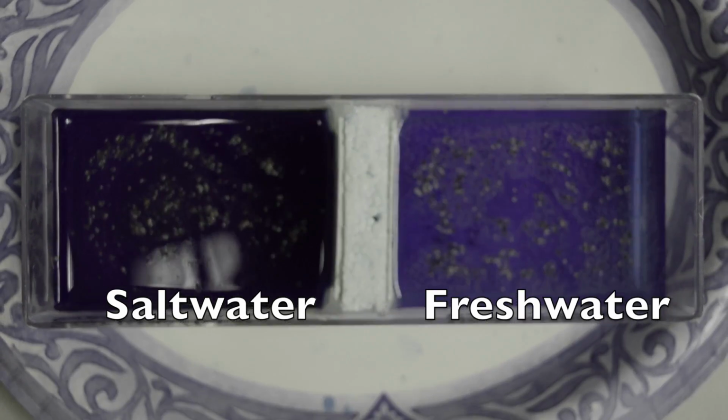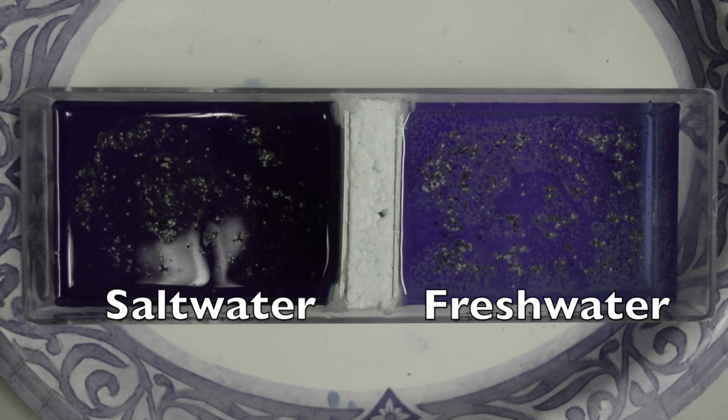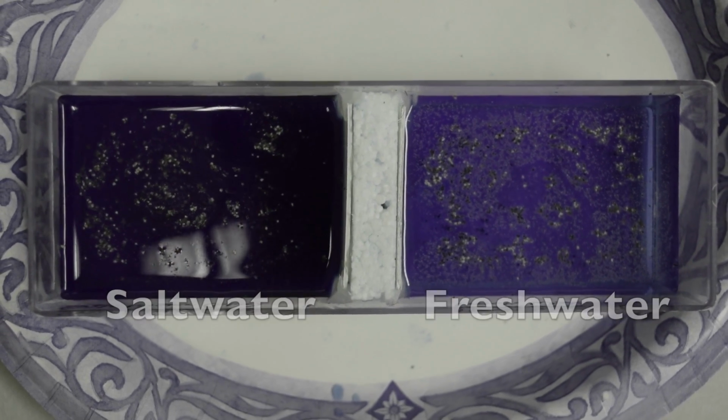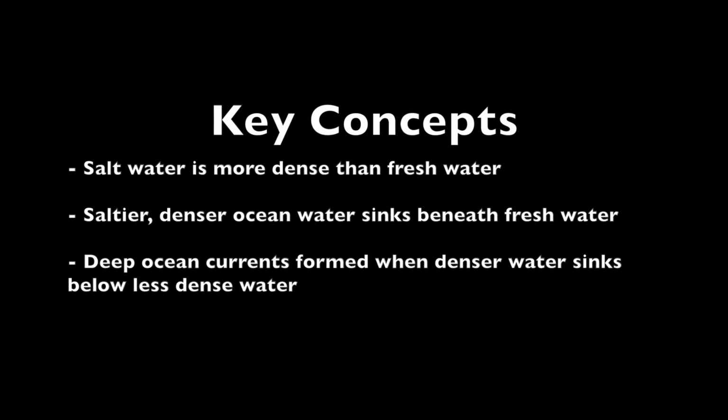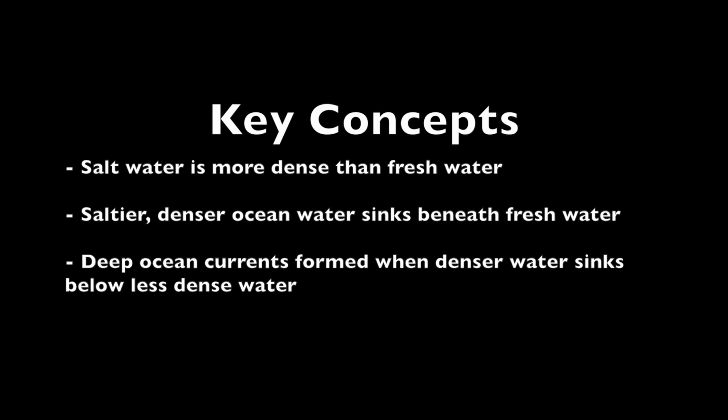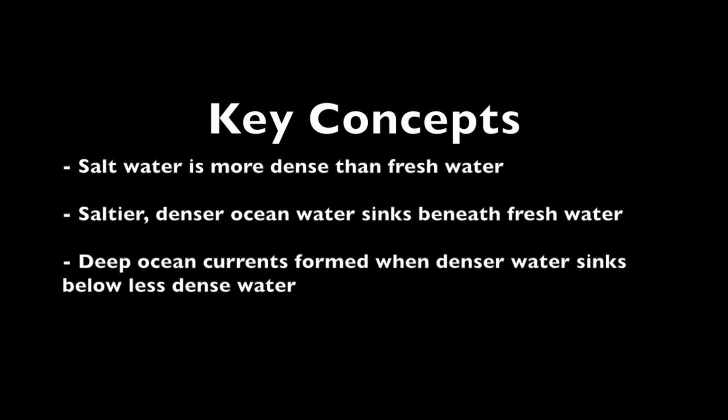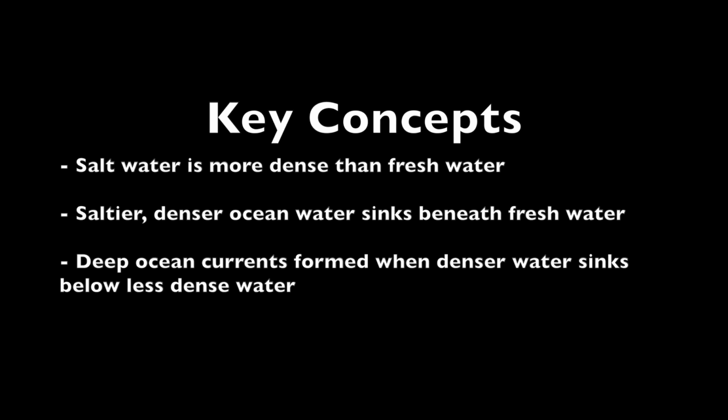Explain to the students that they have just created currents, similar to those naturally occurring in the ocean. The blue salt water is denser than the fresh water, so it acts like the colder, saltier water of the ocean, while the fresh water acts like the warmer, less salty water of the ocean. Deep ocean currents are formed when denser water sinks and flows beneath less dense water, which in turn flows on top of the denser water, as observed in this experiment.